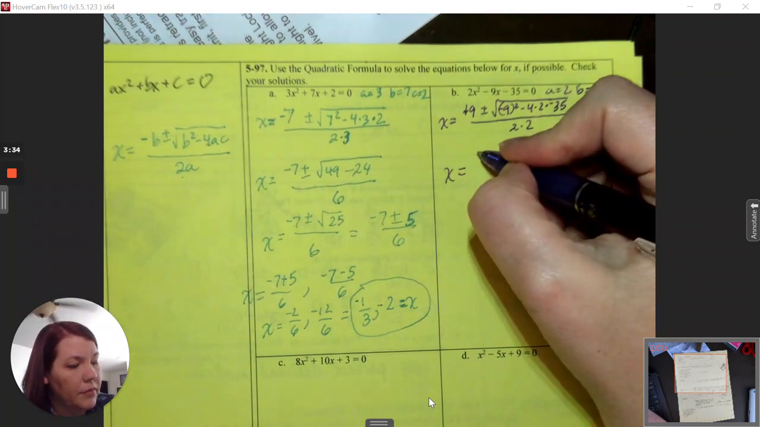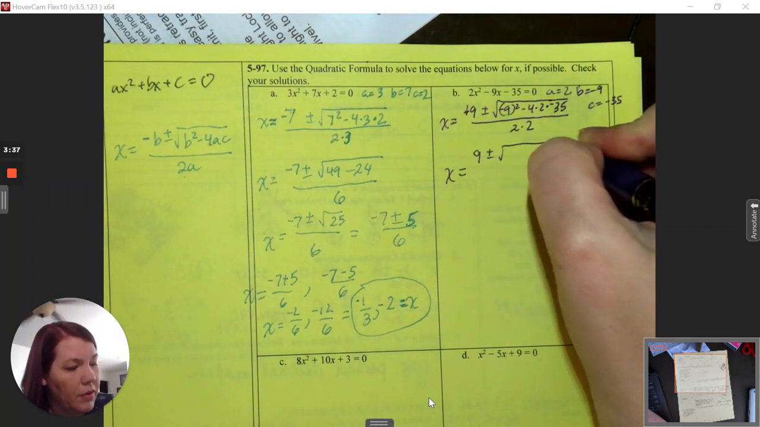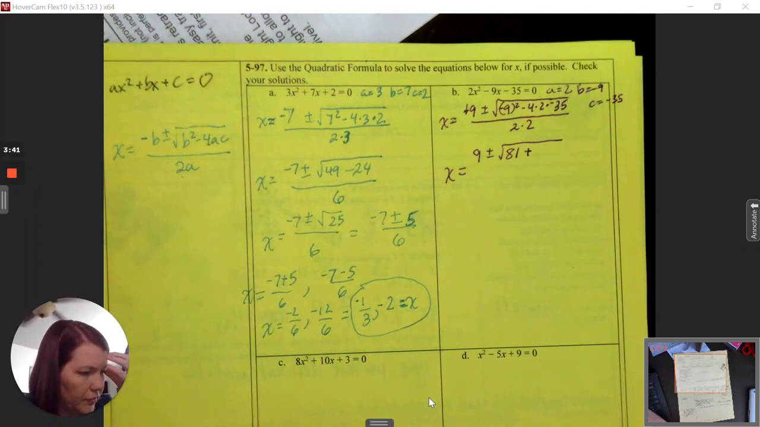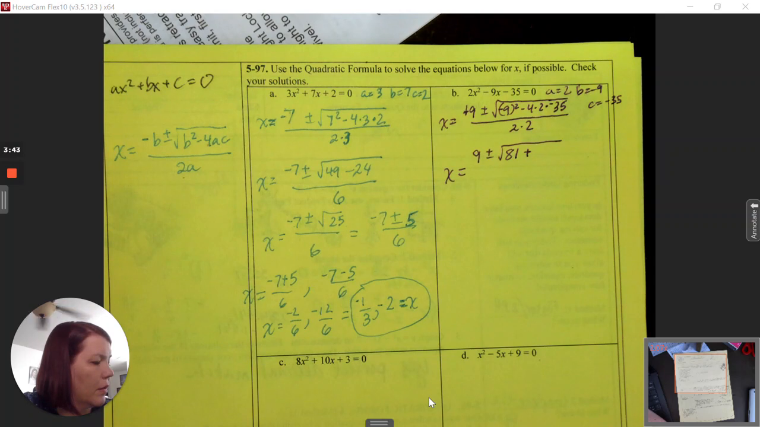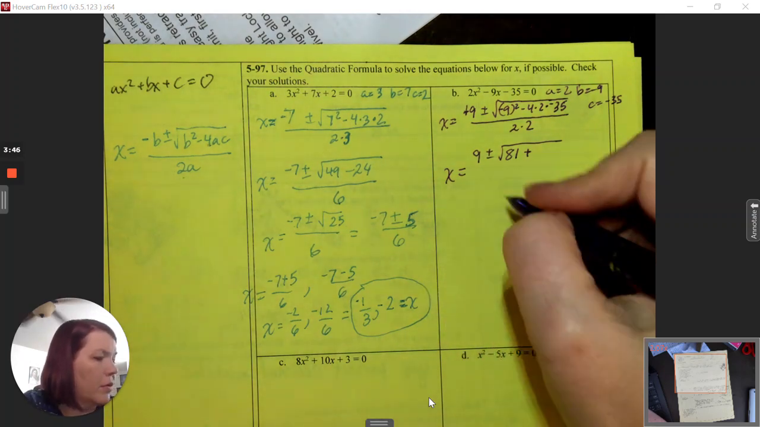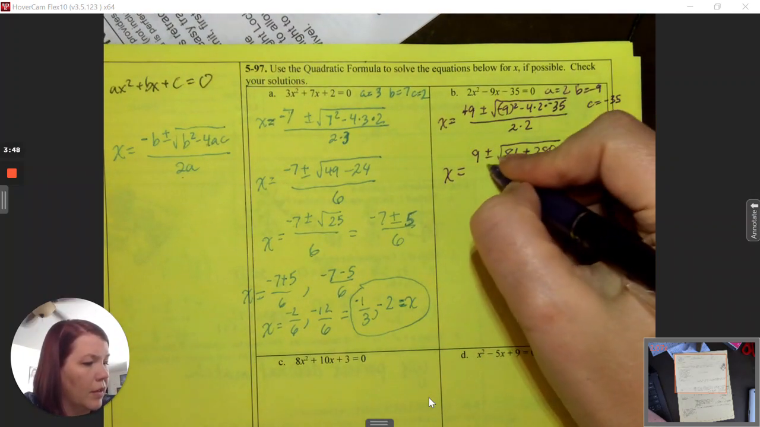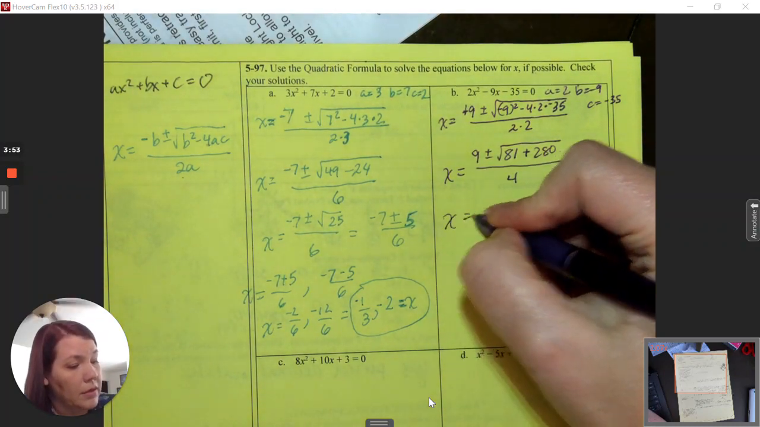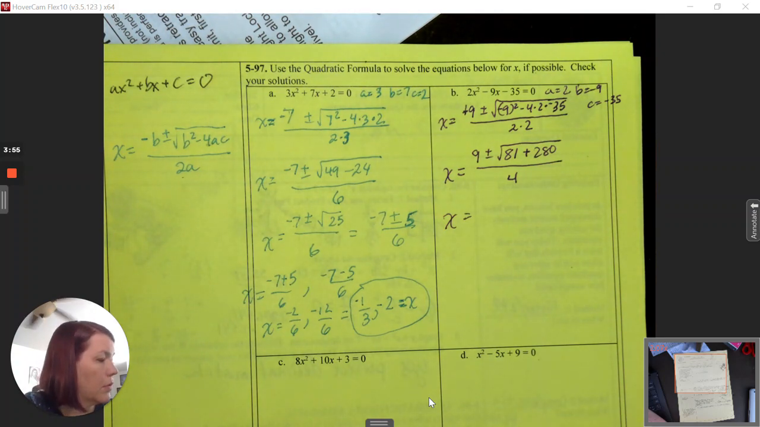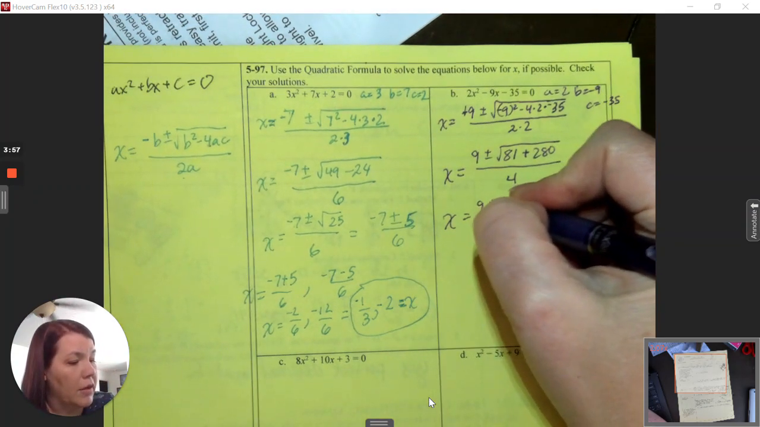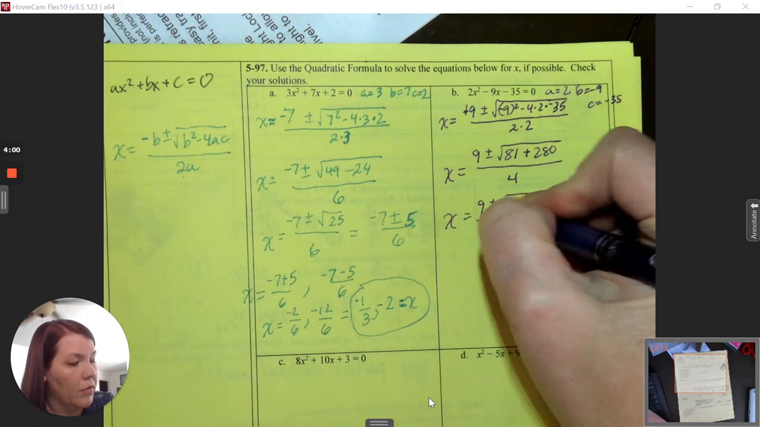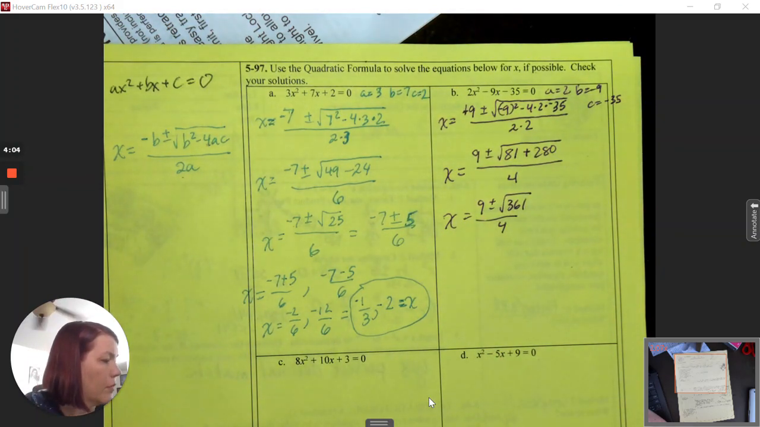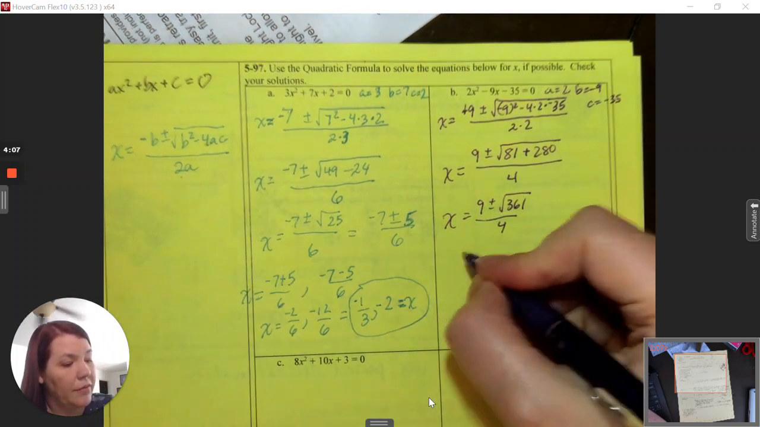X equals 9 plus or minus the square root of 81 plus 280. And yes, I did use my calculator to figure that out. All over 4. X equals 9 plus or minus the square root of 361 over 4. The square root of 361 is 19.